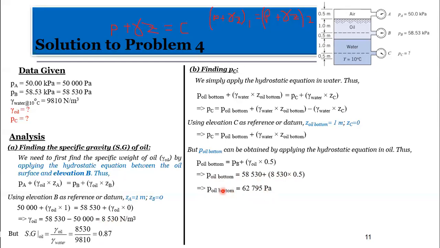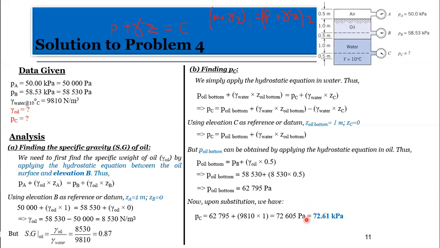Now, upon substitution, we can determine the value of PC. PC is now P at the bottom of the oil plus gamma water times that. And when we do this, we get the pressure at PC to be that. That is very, very simple. Now, let's take the last problem, and then we'll end this, and then I'll record part 2 for the remaining 5 questions.